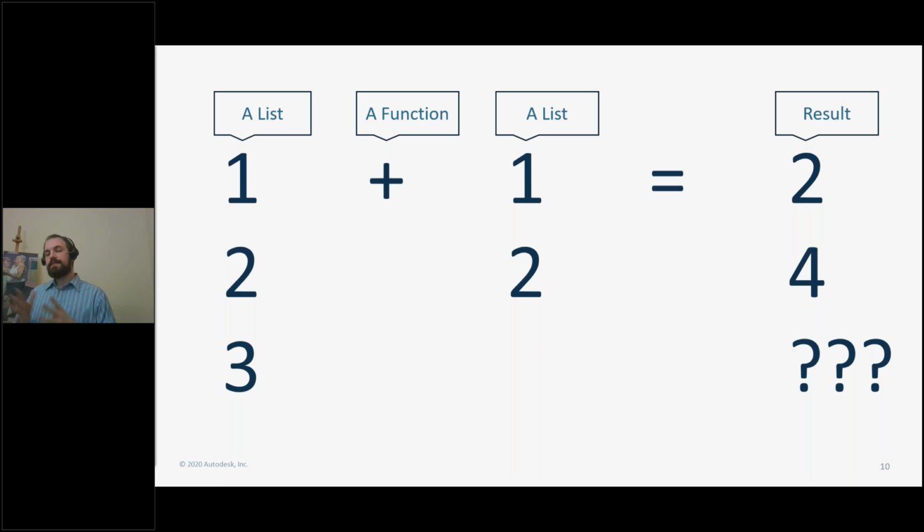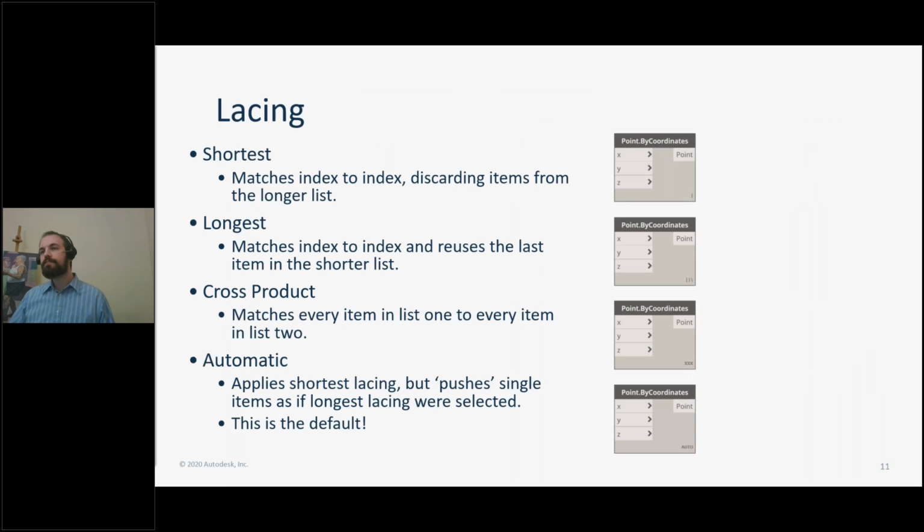And this is the piece, because computers wind up being really, really stupid. If you don't tell them exactly how to deal with these situations, you have to expect to get results that you're not expecting. So the way Dynamo deals with this is list lacing.